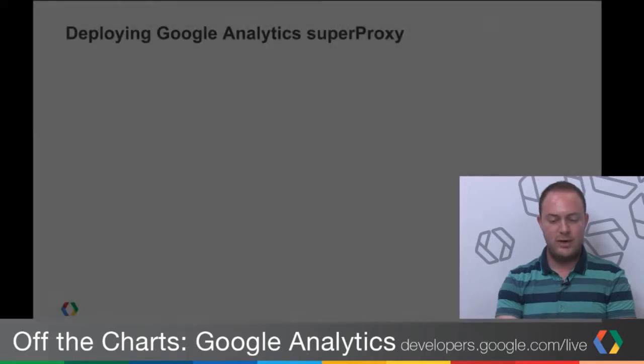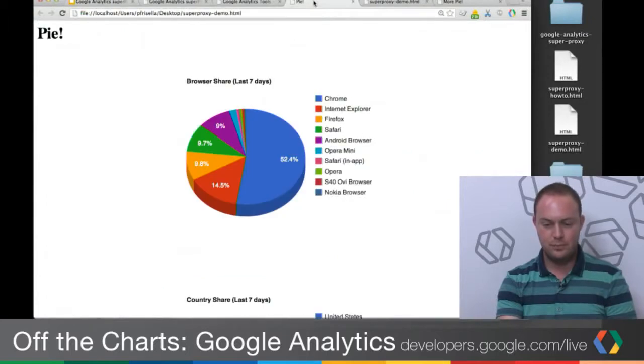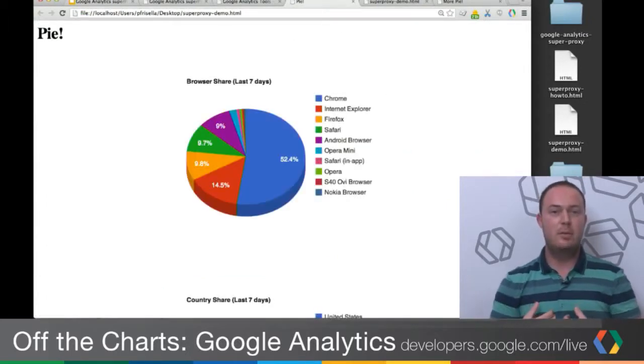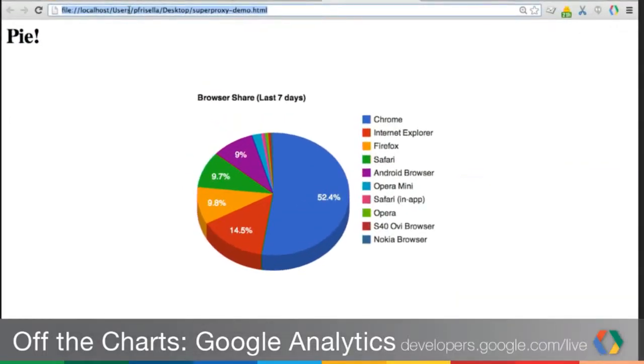So let's do a little bit of a demo. For example, I have something here running. This is a pie chart thing. This is actually coming from an instance of superProxy that I've deployed. These are public URLs. And you'll see that this file here is just an HTML file sitting on my desktop. It's not hosted anywhere. It's just a simple HTML file.